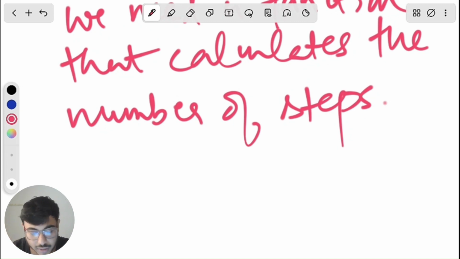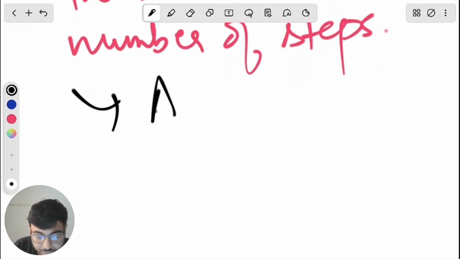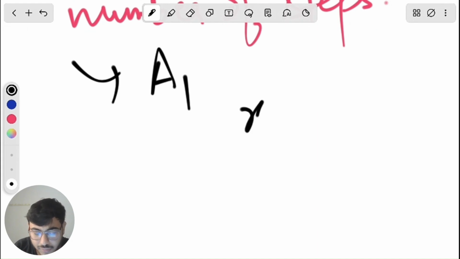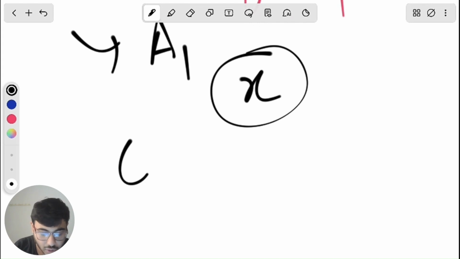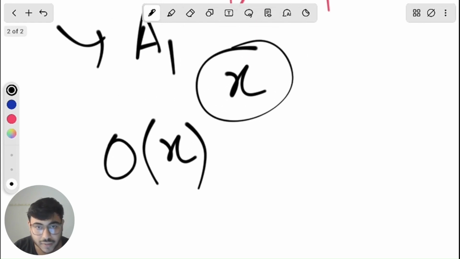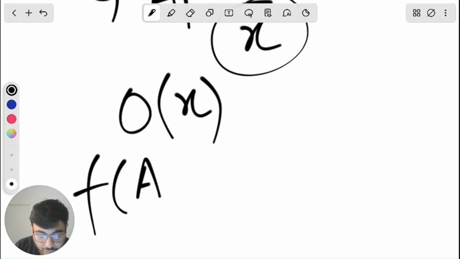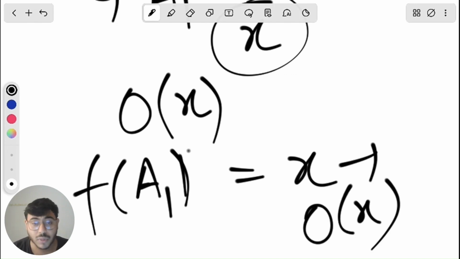And how does it work? Let's say you have an algorithm A1, and let's say it takes X number of steps. Then the runtime of your function is order X. Basically, we are saying that this algorithm is going to take X number of steps to execute. In other words, we can write that the function of A1, the number of steps this algorithm will take, is equal to X. In other words, we can write this as order of X. It takes X number of steps.